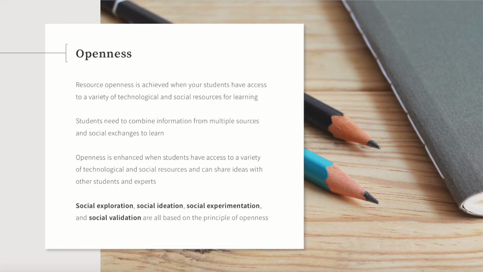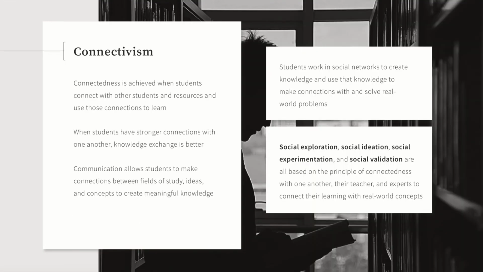Social exploration, social ideation, social experimentation, and social validation are all based on the principle of openness. Students are encouraged to access a wide variety of resources during social exploration and use those resources to develop and revise their ideas during social ideation, social experimentation, and social validation. The ASLM incorporates opportunities for students to access and learn from a variety of resources.